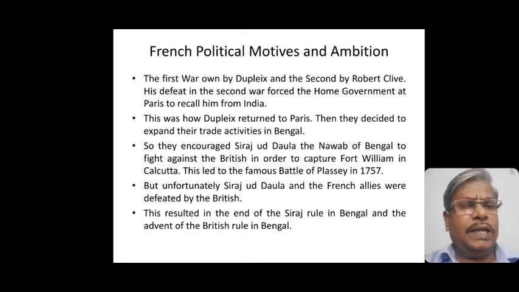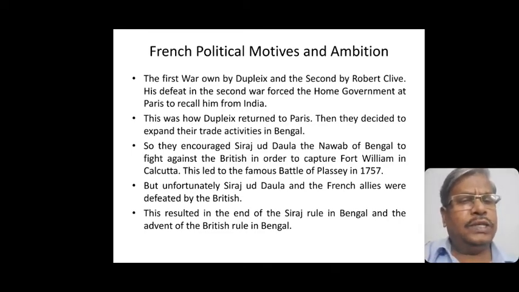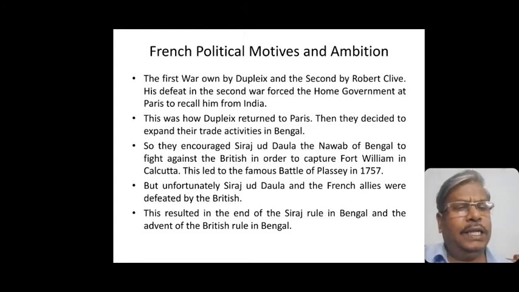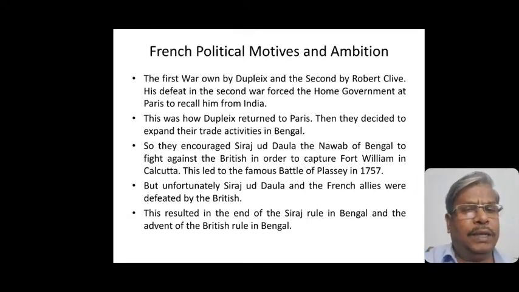Here, one has to understand that at the time of the Battle of Plassey, there was no French Governor General in India. Godeu was appointed as a French governor, but he came in 1758. Robert Clive, who was a talented military officer, made up his mind to defeat Siraj-ud-Dowla in the absence of the French in India. Unfortunately, Siraj-ud-Dowla and the French allies were defeated by the British. This resulted in the end of Siraj-ud-Dowla's rule in Bengal and the advent of British rule in Bengal.